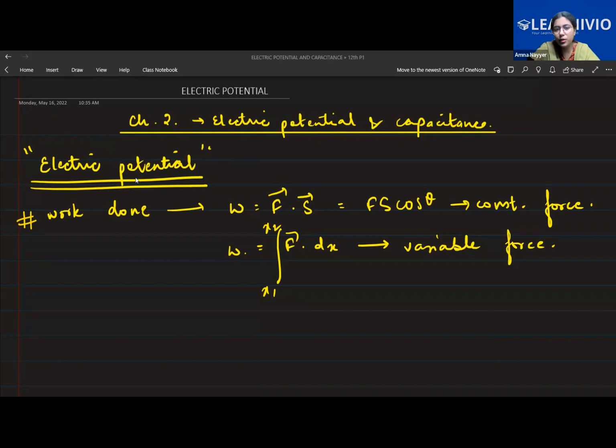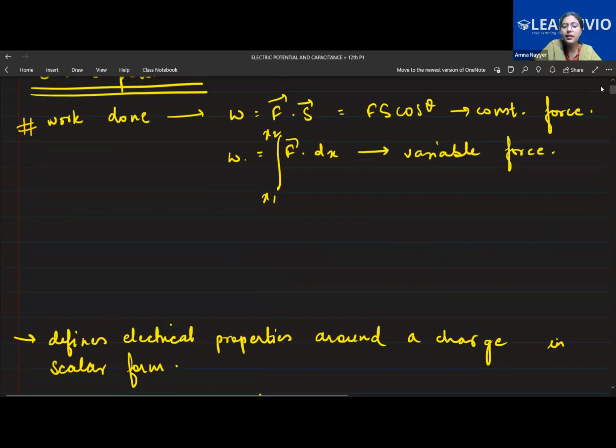Now, first you need to understand what is meant by electric potential. Before even understanding the definition of electric potential, you need to understand what is meant by electrical potential difference. First, let us see what is meant by a potential difference.